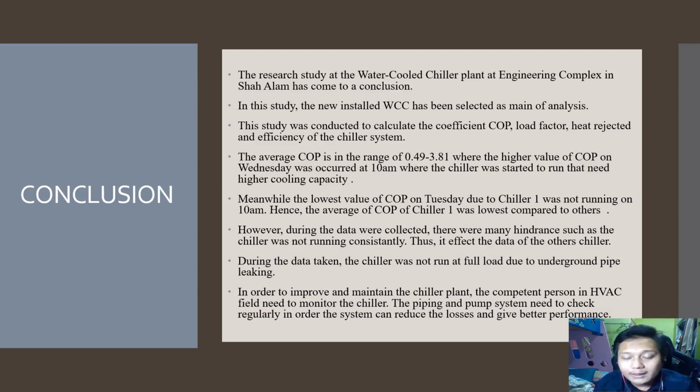However, while the data were being collected, there were many hindrances, such as the chiller not running consistently, which affected the data of the other chillers. During data collection, the chiller was not run at full load due to the underground pipe leaking. In order to improve and maintain the chiller plant, a competent person in the HVAC field needs to monitor the chiller. The piping and pump system need to be checked regularly so that the system can reduce the losses and give better performance. And that's all for me.